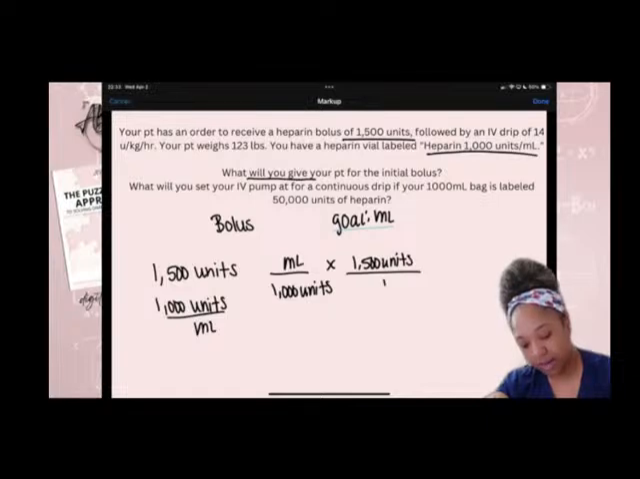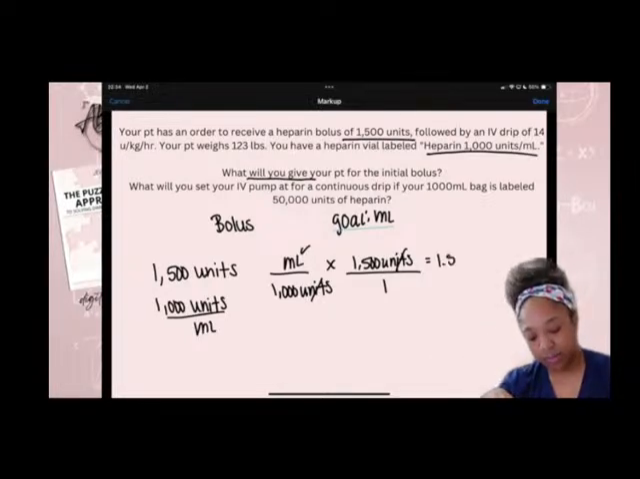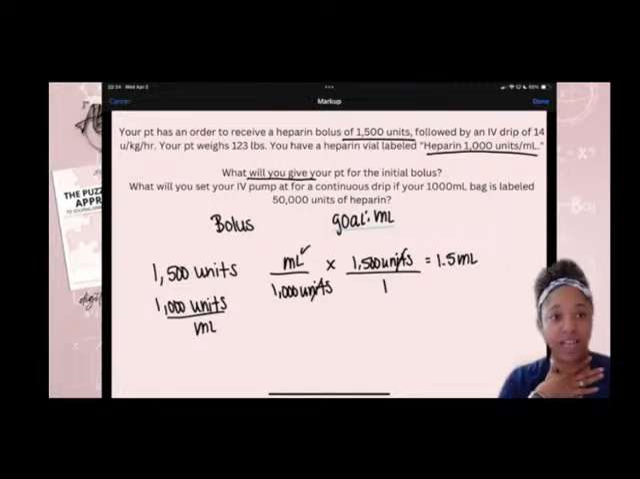So it'll cancel out. Boom. And you see we're left with milliliters. So 1,500 divided by 1,000 is going to be 1.5 mLs. That's the bolus part. See how easy that was?